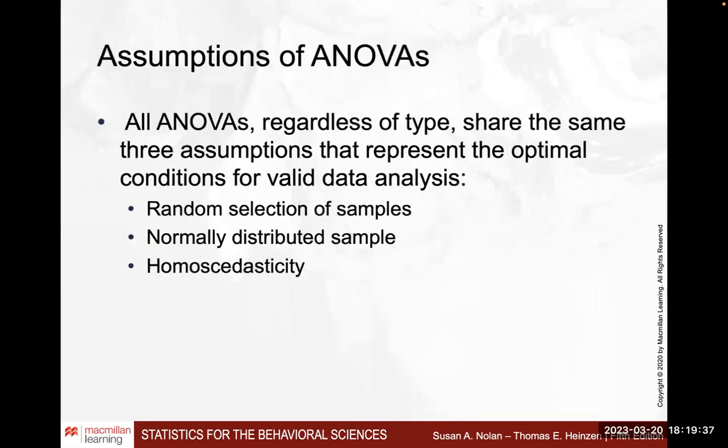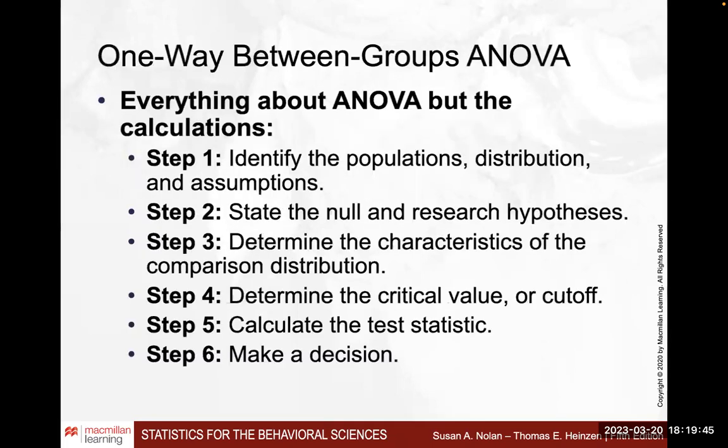Any questions on the assumptions? So random sampling, normal distribution, and homoscedasticity. The 6 steps of hypothesis testing are just the same as they always are. We're identifying the population, we're identifying the distribution, we're making our assumptions. We state a null and research hypothesis, and we determine the characteristic of the comparison distribution. We determine critical values. We calculate the test statistic, and we make a decision.